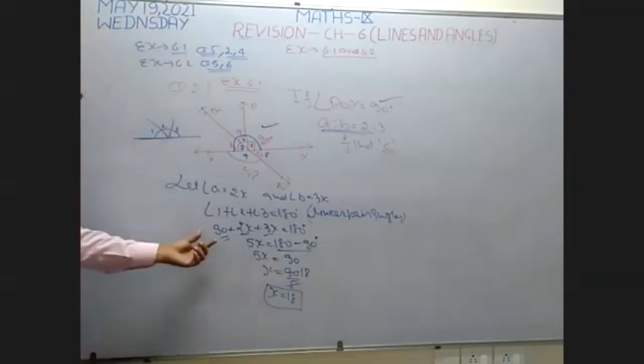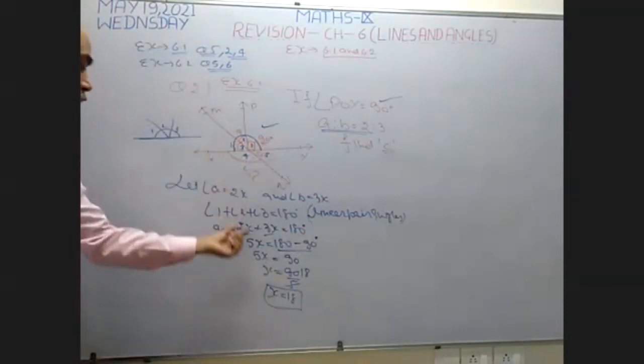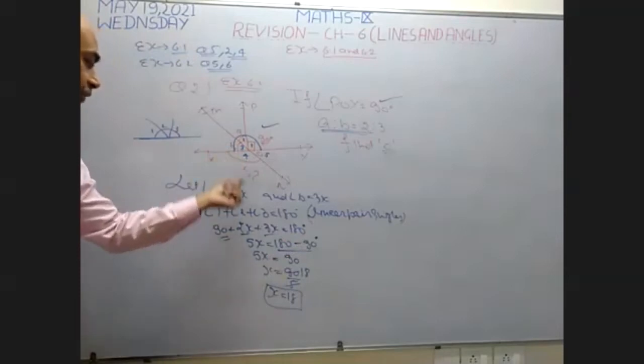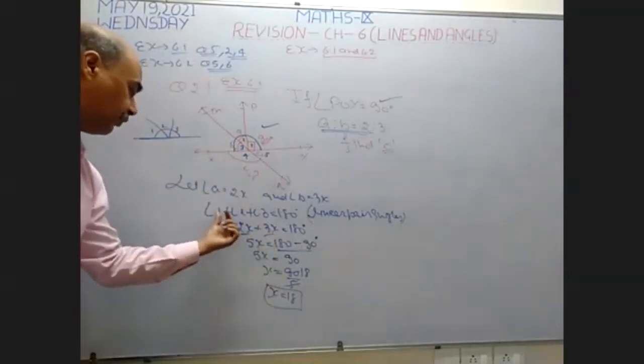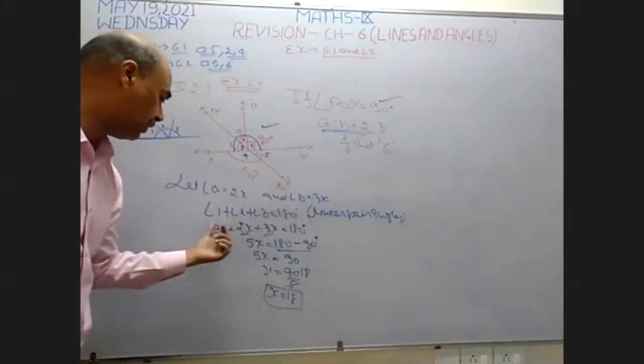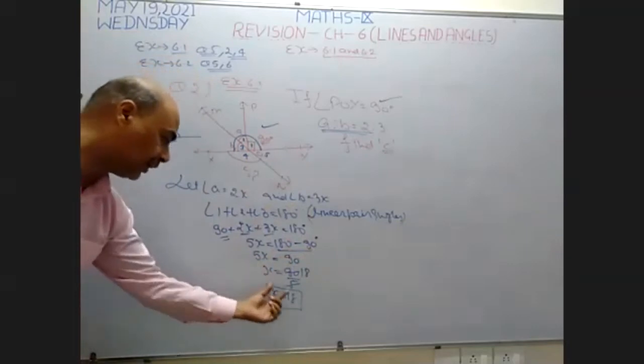After that, what is the value of angle 1? 90 degrees. I write 90. What is the value of angle 2? 2x. It is written. What is the value of angle 3? 3x. I write here. 2x plus 3x, 5x. I take 90 from left to right. So this changes from positive to negative. 180 minus 90 is again 90. So the value of x becomes 18 degrees.